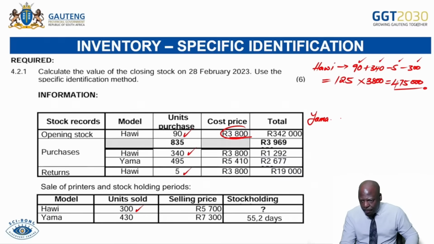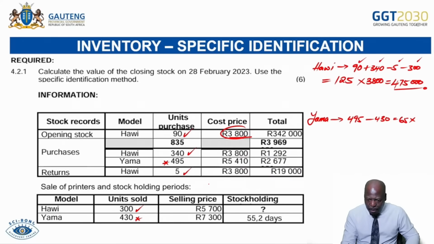Let's come to the Yama. With the Yama, did we have opening stock? No. We began here with 495. So I say 495 here. And then, did we have any returns? No. Did we have any sales? Yes, 430. So 495 minus 430. That's going to give us how much? 65.